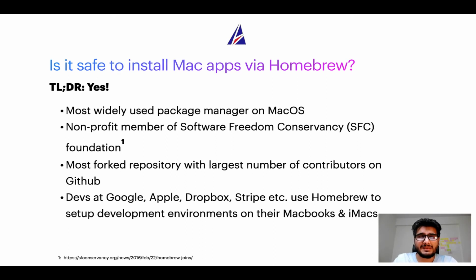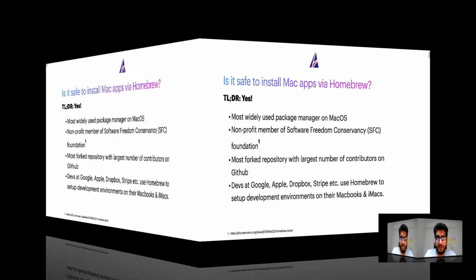Also, you might be surprised to know that Homebrew is the most forked project on GitHub and it has the largest number of contributors on its GitHub repository. Many devs at organizations like Google, Apple, Dropbox, Stripe, etc. use Homebrew to set up different development environments on their MacBooks and iMacs.